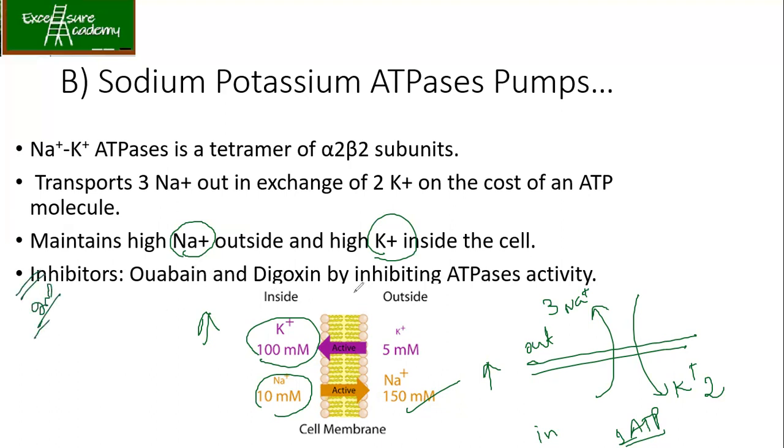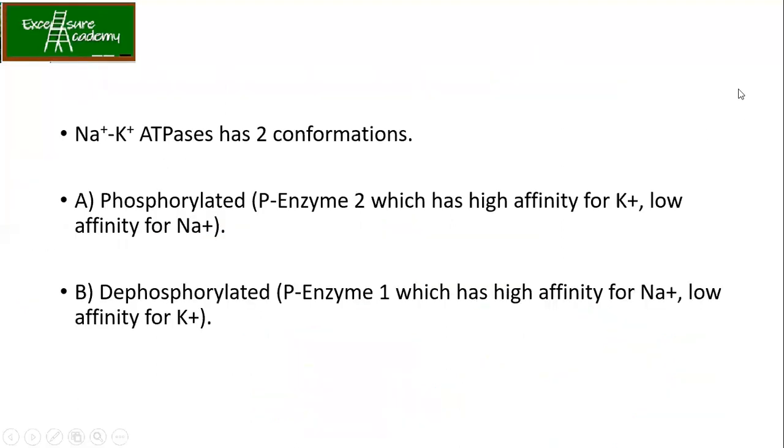Ouabain and digoxin work by inhibiting the ATPase activity. So they can just directly bind and block the pump. Okay. So now this ATPase also has two conformations. Again, if you have understood that, then this will be easier to understand.